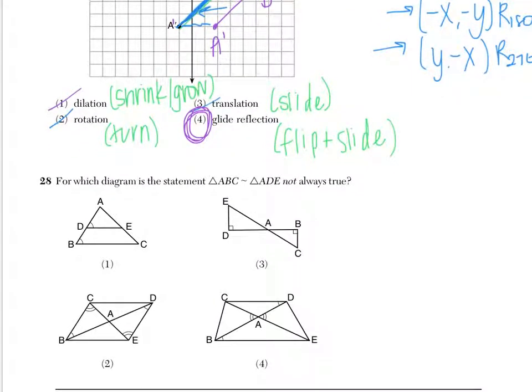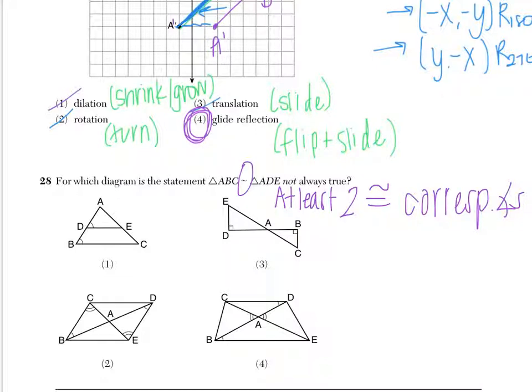Number 28 says, for which diagram is the statement ABC similar to ADE not always true? So similar means that you have two congruent corresponding angles. I should say at least two. So here when we're looking at this picture, we have triangle ADE with this angle marked congruent to triangle ABC, this angle. Angle A is shared, which means it's reflexive. So here we do have AA similarity. So this is not our choice because we're looking for a not always true.